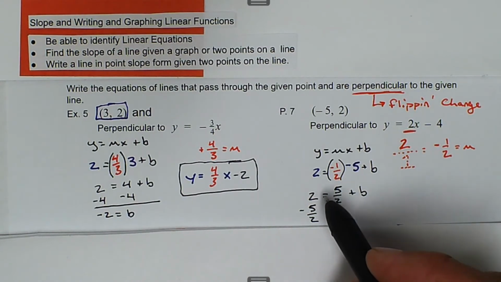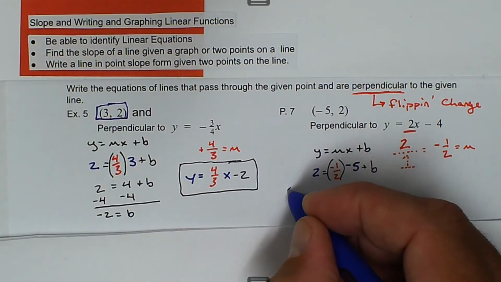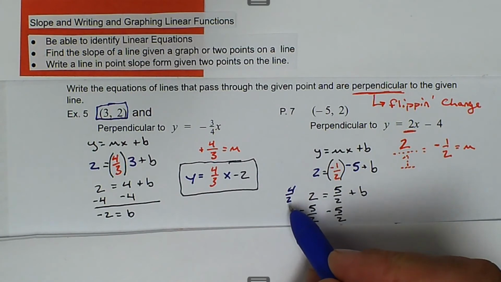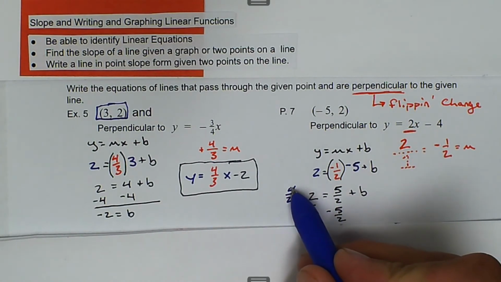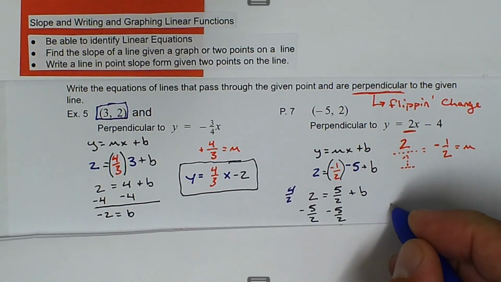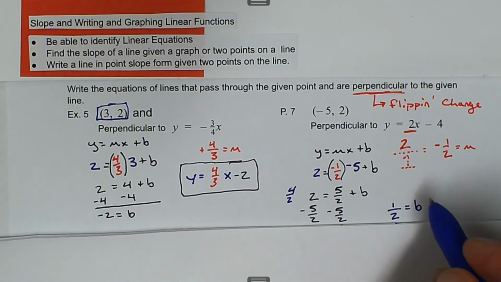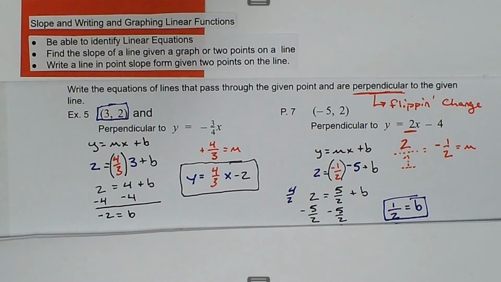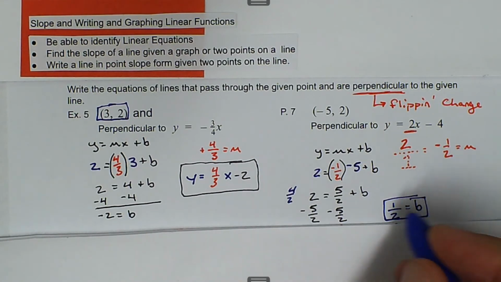And another way that we can think of 2 is we can think of this as 4 over 2. 4 divided by 2 is 2. So when we subtract fractions, we just do the numerator. So 4 minus 5, that is equal to negative 1, and then we leave the denominator. So our y-intercept is negative 1/2, because 5 is bigger than 4, so it becomes negative 1/2.